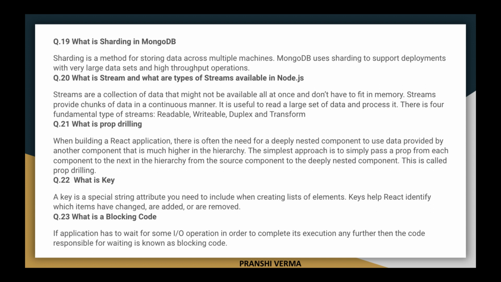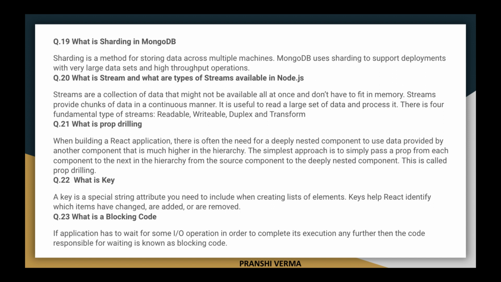MongoDB automatically distributes data evenly across the shards and balances the load between them. High availability: sharding provides automatic failover and replication, ensuring that your data is always available and up to date.